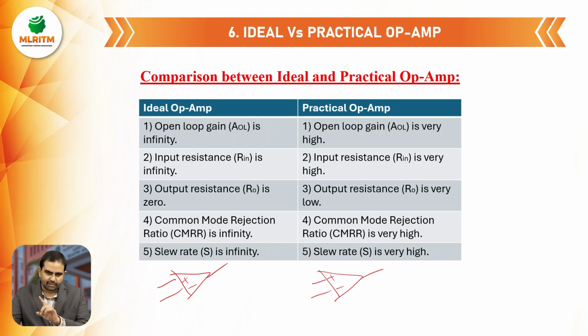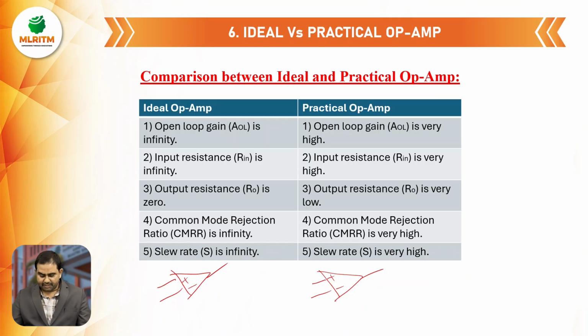So 0.000001, somewhere we will write 1. For our understanding purpose, we call it as 0. But practically 0 is not available. Like infinity, infinity is also not available. Some biggest number, we will assume that number as infinite. So ideal op-amp has open loop gain value as infinity.